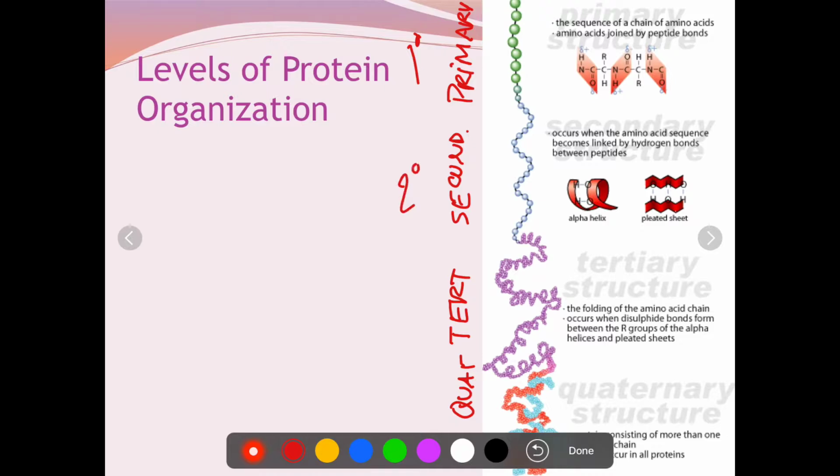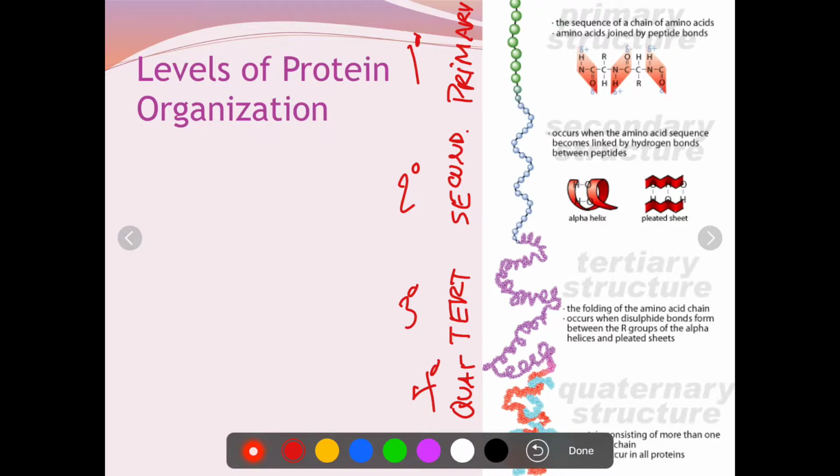Or in other words, the 1', 2', 3', and 4' levels. If you see either one of them, they're interchangeable. Okay. Primary structure is simply the sequence of amino acids. You'll see proteins often referred to as being like beads on a string. Okay. The particular sequence that those amino acids go in is going to give it that primary structure.